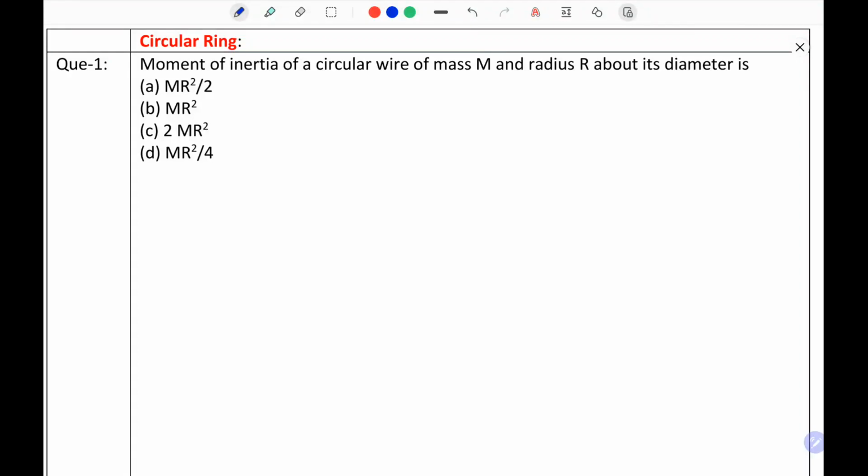First question is: moment of inertia of a circular wire of mass m and radius r about its diameter is. Options are mr square by 2, mr square, 2mr square or mr square by 4. For a given circular wire or a ring which has the mass m and the radius r, the axis through the center is, suppose it is a z-axis, then moment of inertia about the z-axis will be equal to mr square for the circular ring.